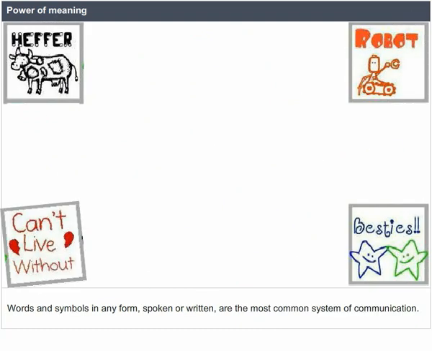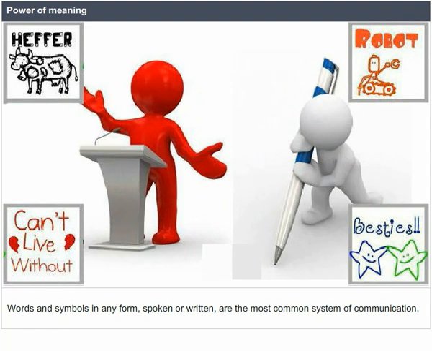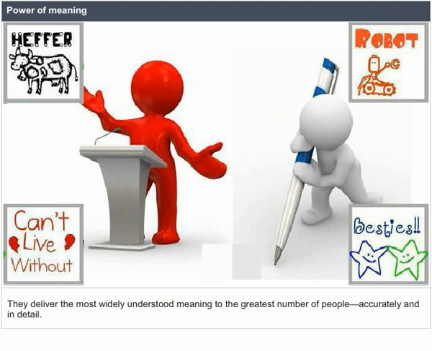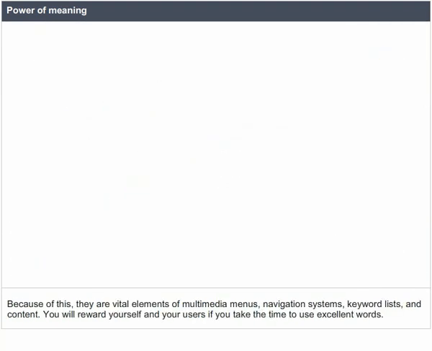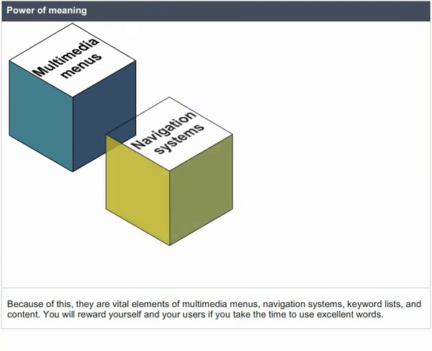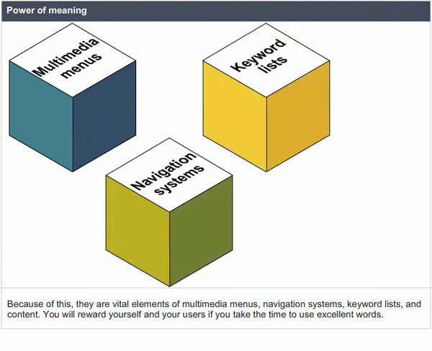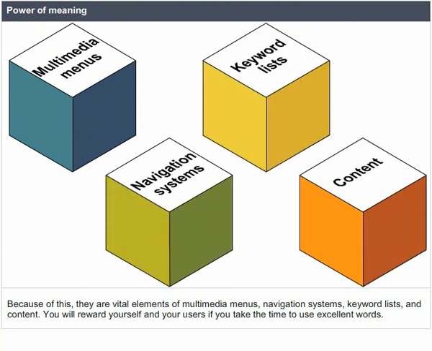Words and symbols in any form, spoken or written, are the most common system of communication. They deliver the most widely understood meaning to the greatest number of people, accurately and in detail. Because of this, they are vital elements of multimedia menus, navigation systems, keyword lists, and content. You will reward yourself and your users if you take the time to use excellent words.